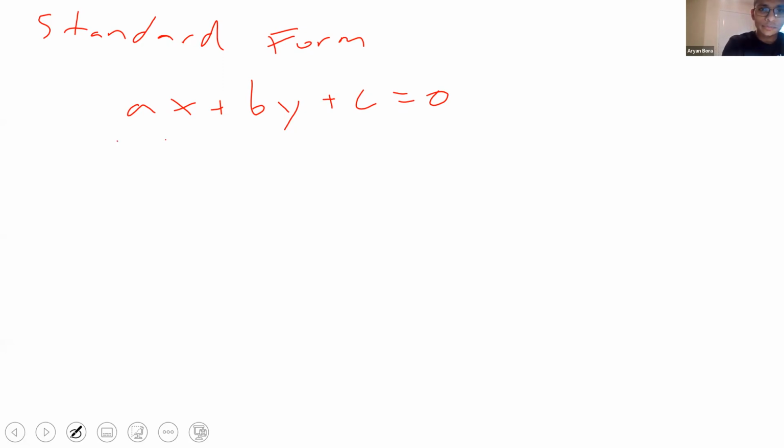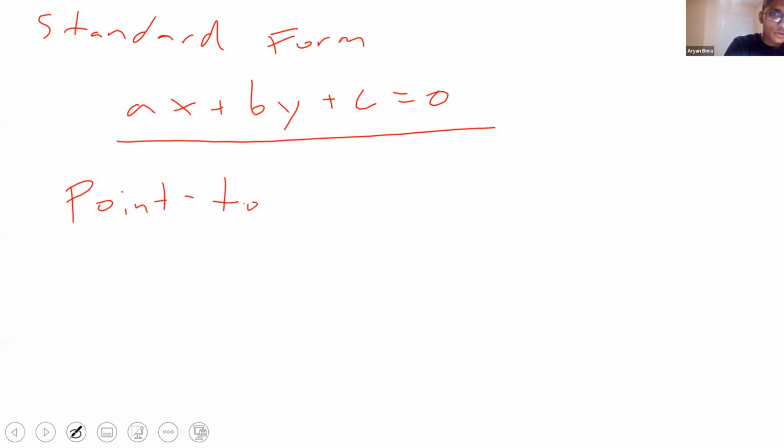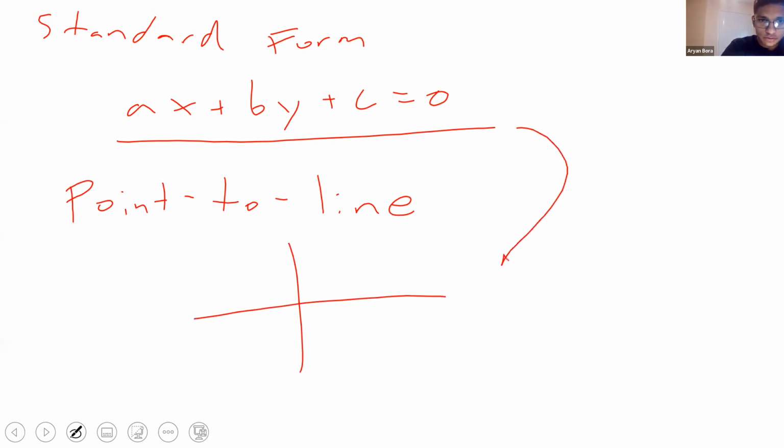But for this form, there's a really nice formula that goes along with it, called point to line. Basically, if we have some line, which we could just graph like this, and some point on the coordinate plane, and we want to find the distance from this point to this line, basically the closest distance we can get, there's a really nice formula for this. If the point here was x1, y1, sorry.